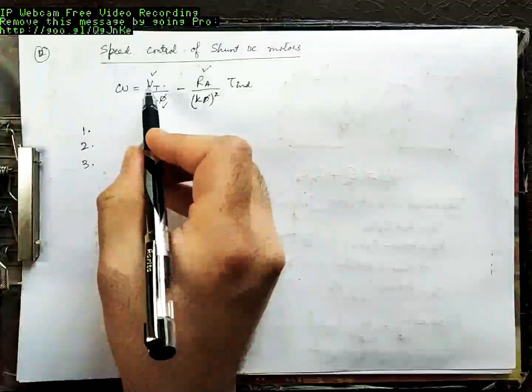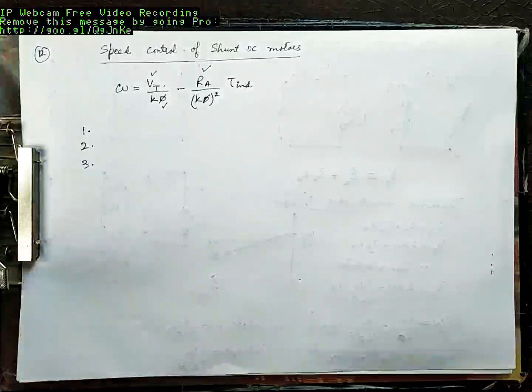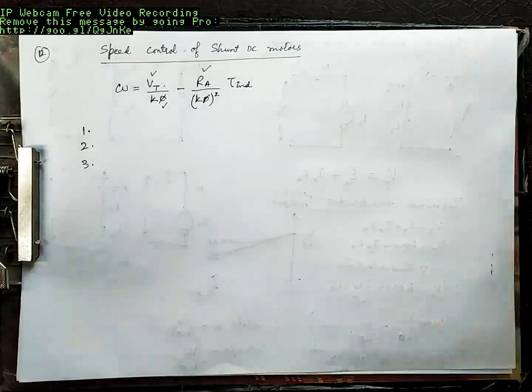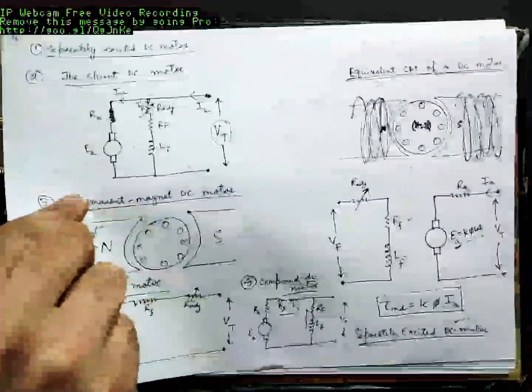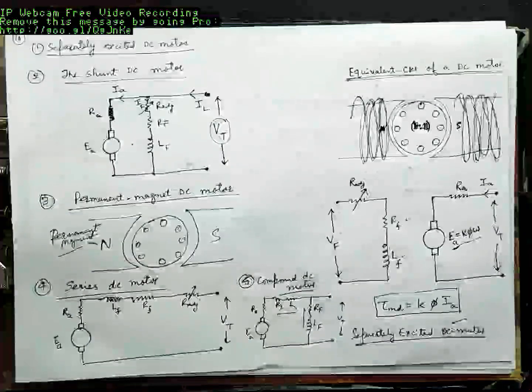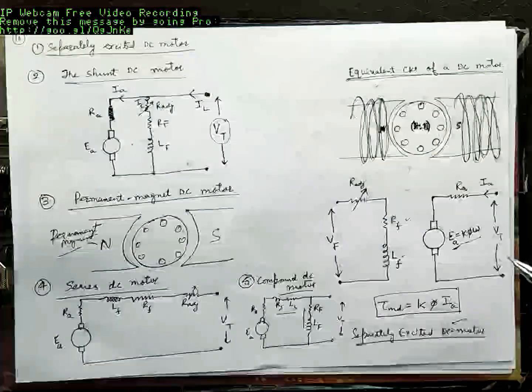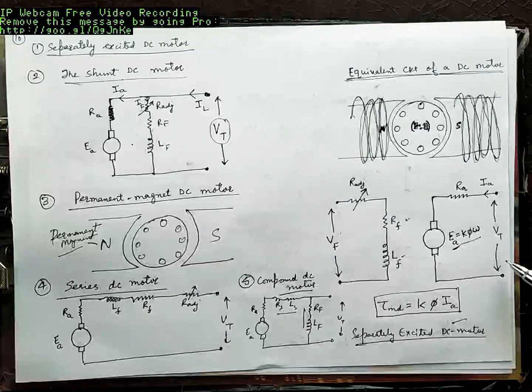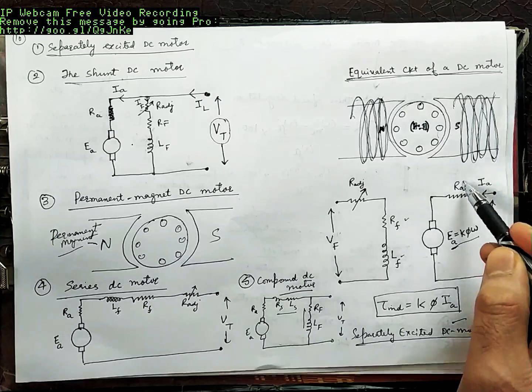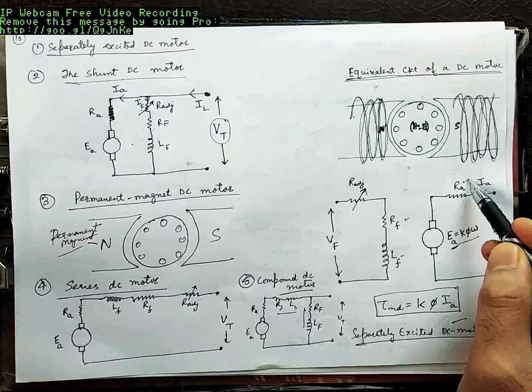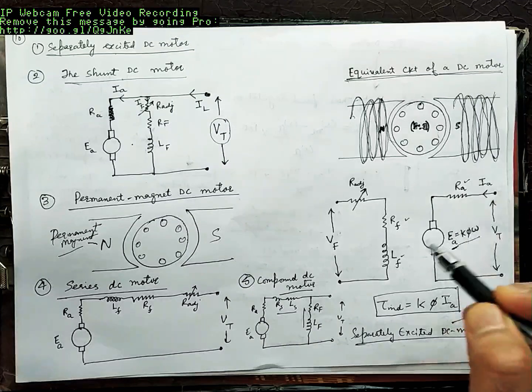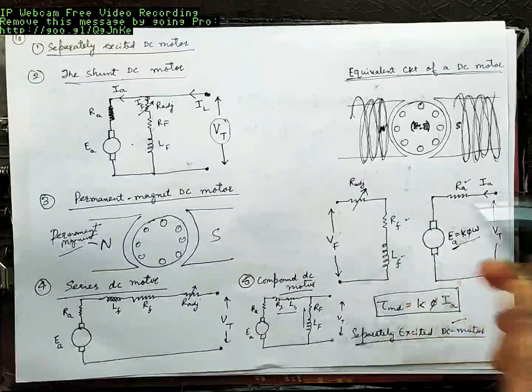By controlling Vt, what you can basically control here: you can either control this Vt terminal voltage, or you can control this Ra armature resistance, or you can control this flux produced by the field phi.